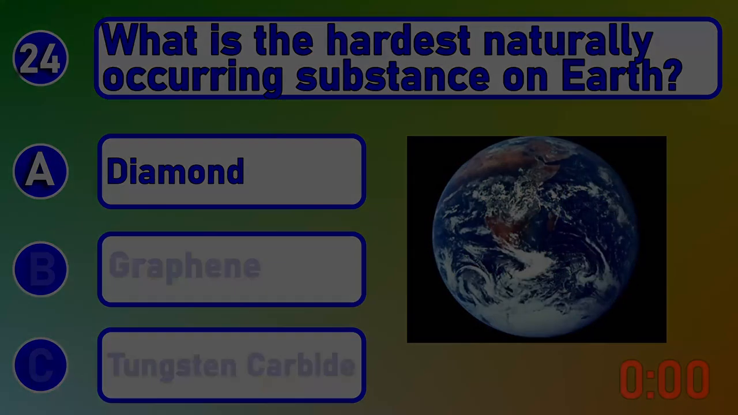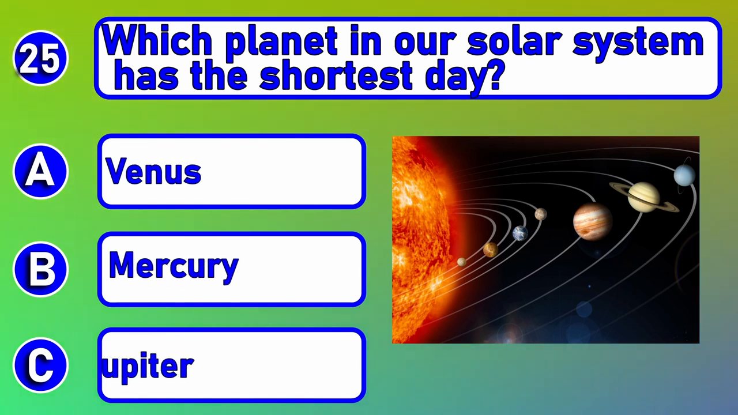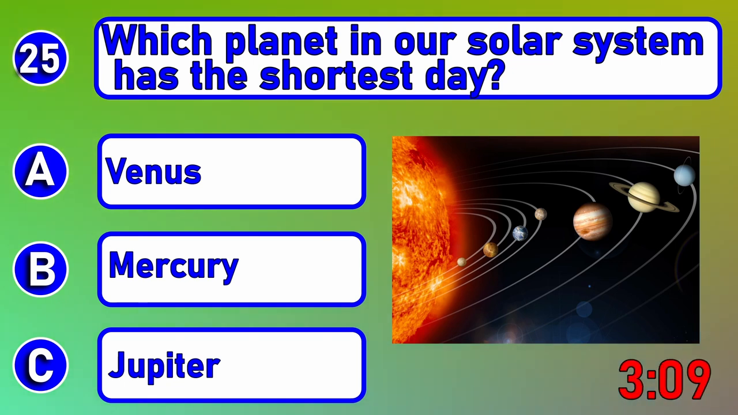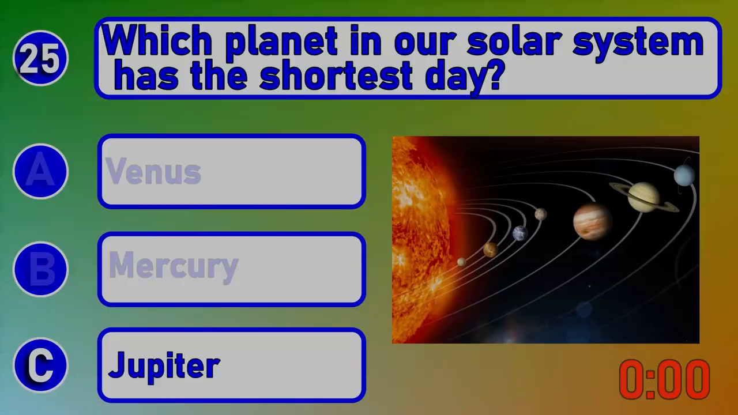And finally, question 25. Which planet in our solar system has the shortest day? Venus, Mercury, or Jupiter? And that is Jupiter, whose day is about 10 hours long. Venus, on the other hand, I think is over 200 days for a single Venus day.